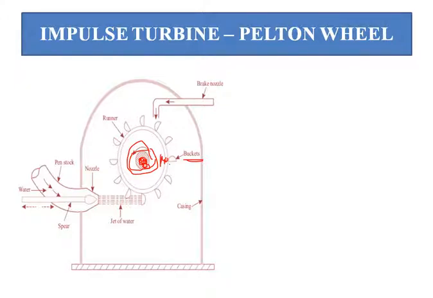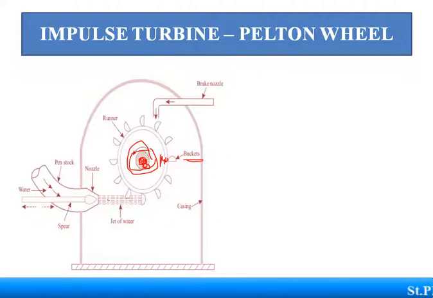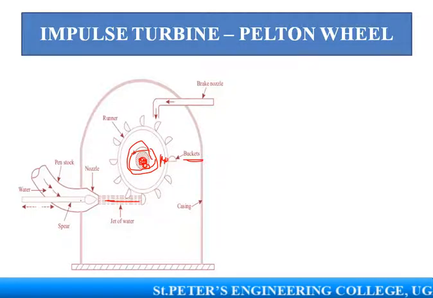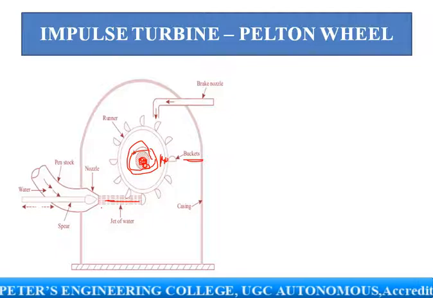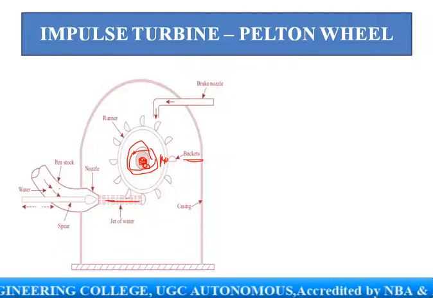Once again, this is your shaft. On that shaft, the runner is there. On that runner, again the buckets or vanes or blades are fixed. And here we can see the nozzle, from which the jet is impinging on the blades, the nozzle from which the high kinetic energy jet is coming out.